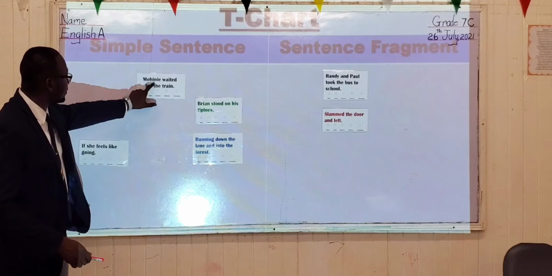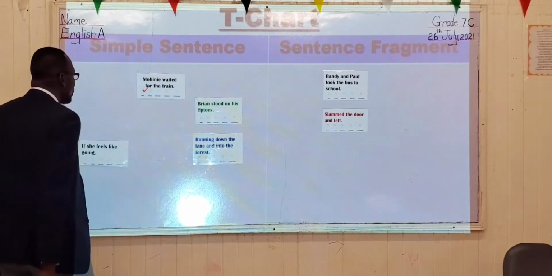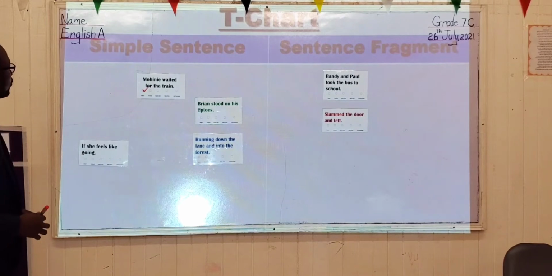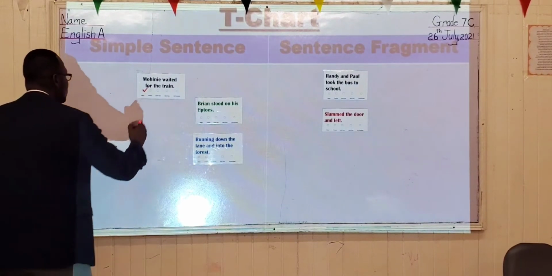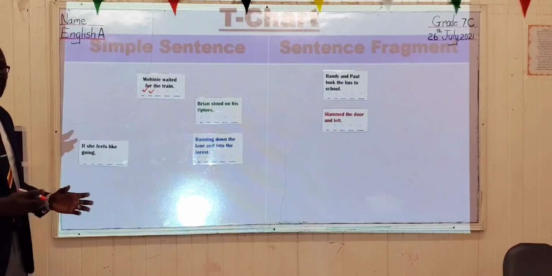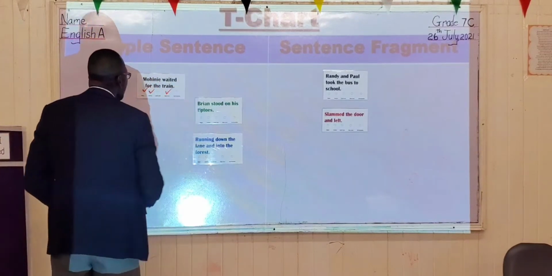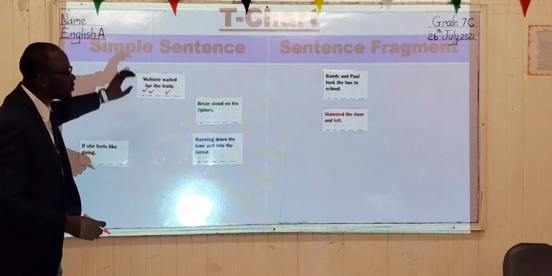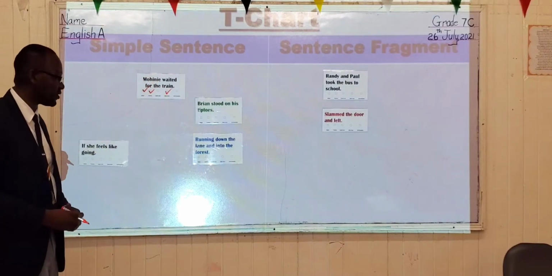Does it have a subject? Yes, the subject is Mohini. And what did Mohini do? She waited for the train. And what is that called? Yes, predicate. Does it make sense? Mohini waited for the train? Yes, it does. And so we have on our hands here a simple sentence because why? It has all the components of the simple sentence.